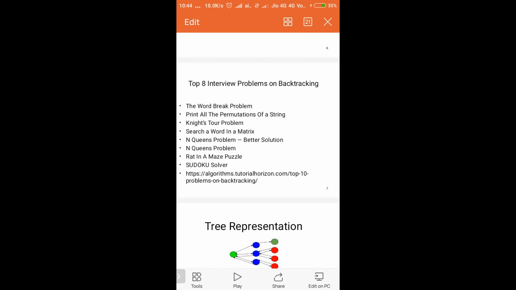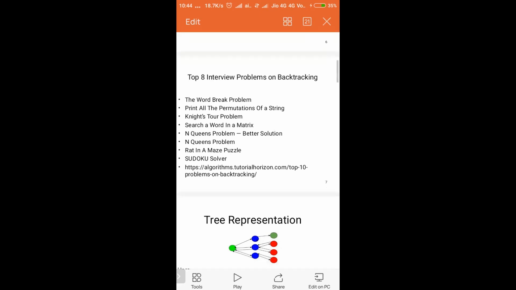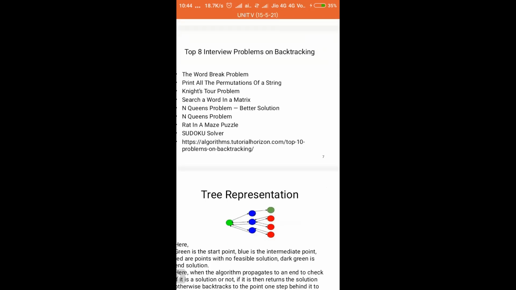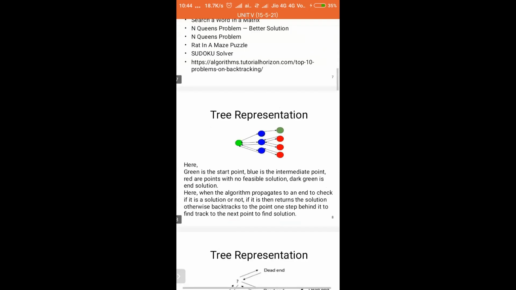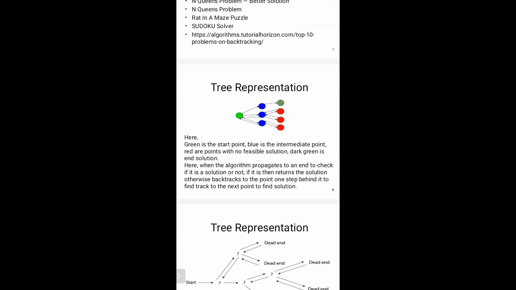Now we have tree representations. Consider the tree. Just see it. We have the green color node, blue color nodes, red color, and thick green color. From this figure, you can easily observe that green is the start point from where we are starting our tree, that is a root node.